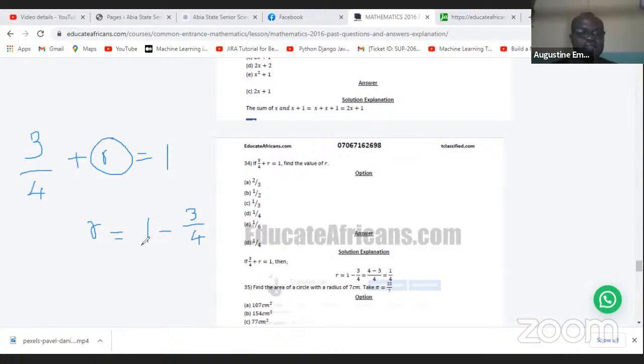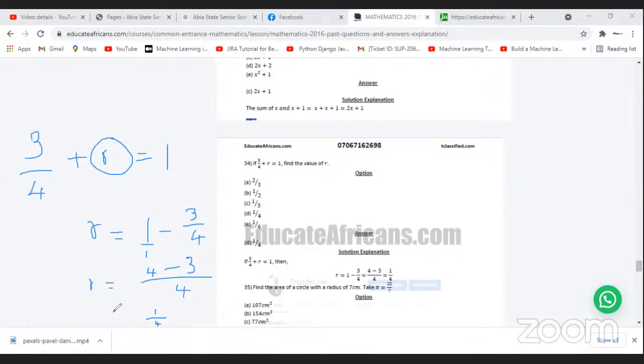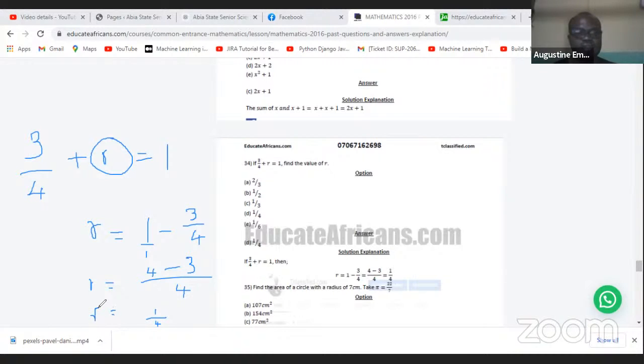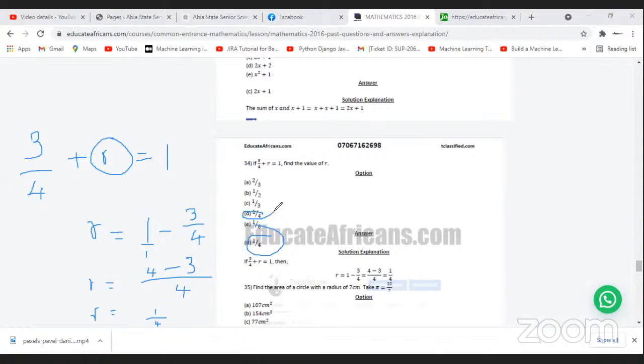So we're going to find the LCM of 4 and 1, there's also a silent over 1 here, which is 4. So say 4 divided by 1 is 4, 4 times 1 is 4. Then here we say 4 divided by 4 is 1, 1 times 3 is 3. So r is equal to this. So 4 minus 3 is 1. So we have 1 all over 4, which is the value of r. So 1 over 4 is the value of r, which makes option D the right answer.